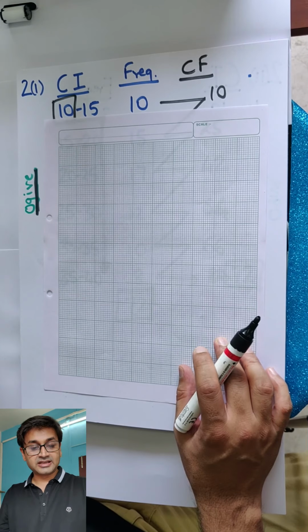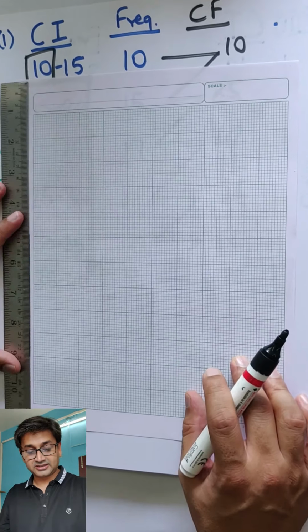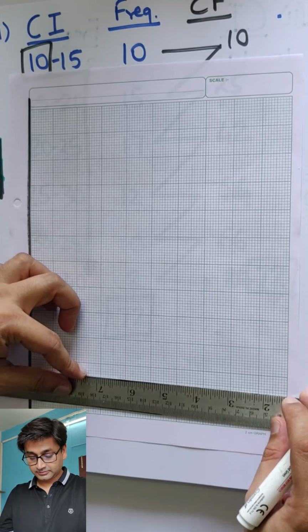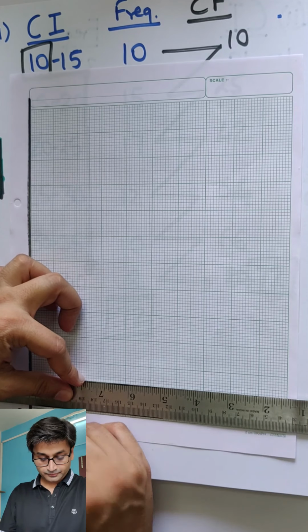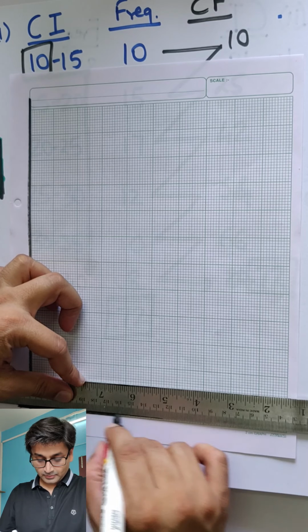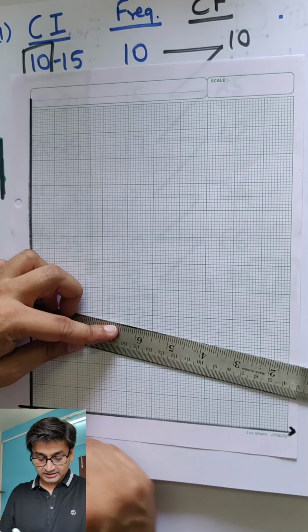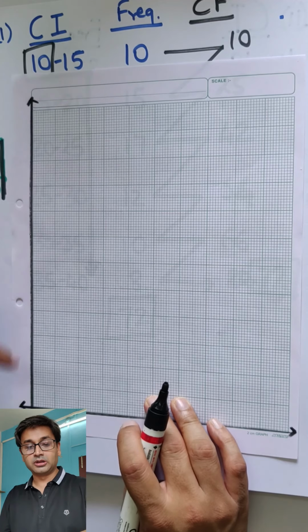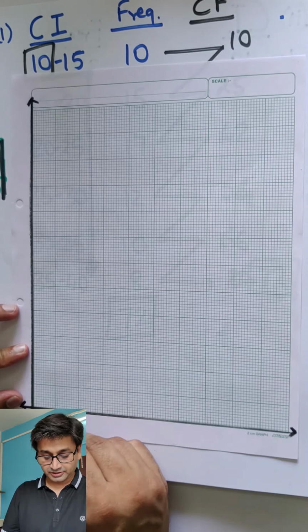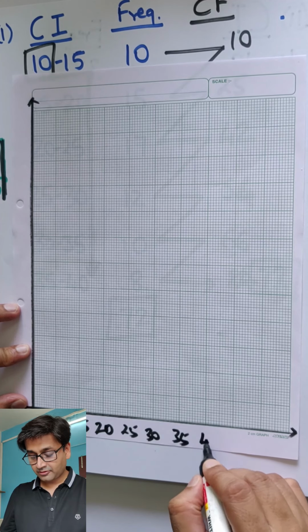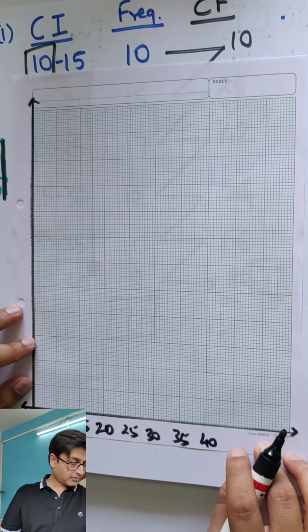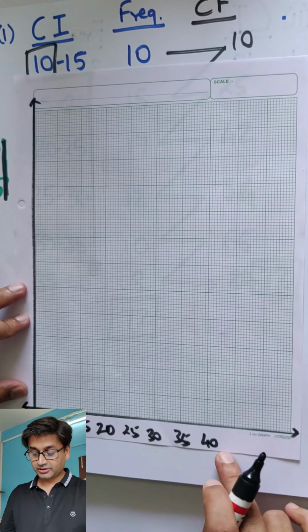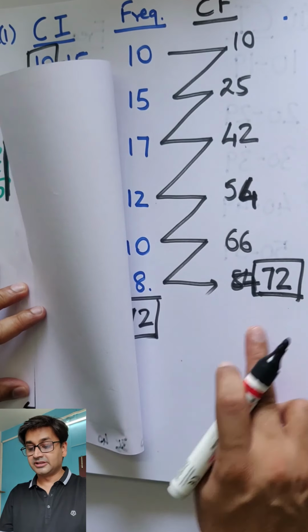So first x-axis, y-axis is what we need to draw. So here, and then again here. So x-axis, y-axis has been constructed. So my x-axis is going to be what? All the class intervals starting from 10. So 10, 15, 20, 25, 30, 35, 40, 45. Till where do I have to go? 40, I guess. Yeah, till 40. So I have plotted it. Now frequency is maximum is 72.